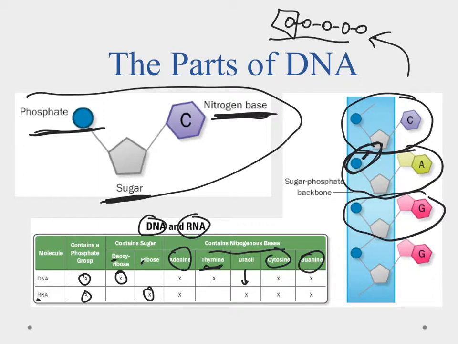So that's just a real quick overview of the parts of DNA. Remember, DNA is the polymer. Okay, RNA is also going to be a polymer, and both of those are going to be made up of these units here we call nucleotides.